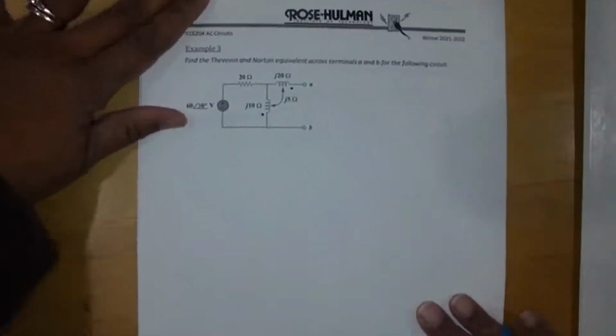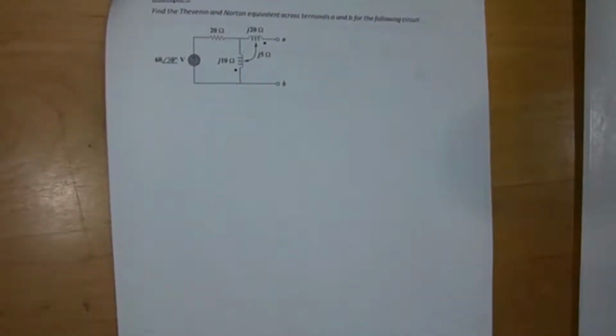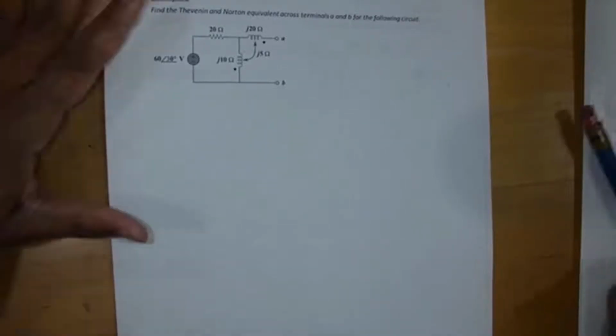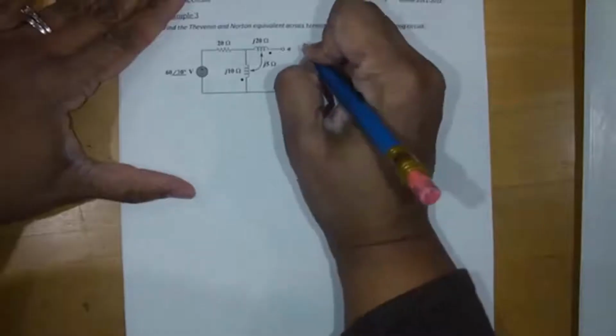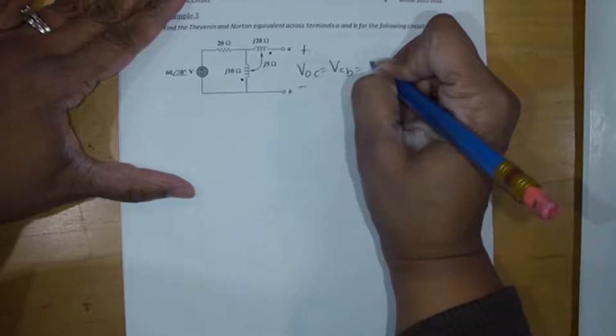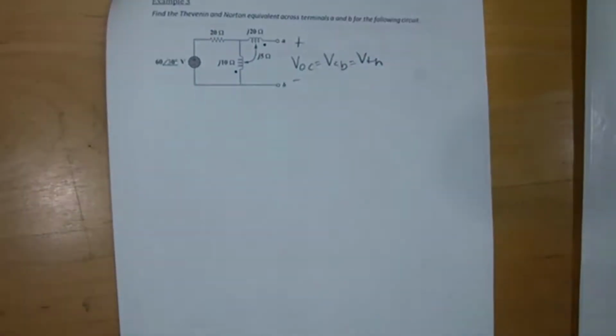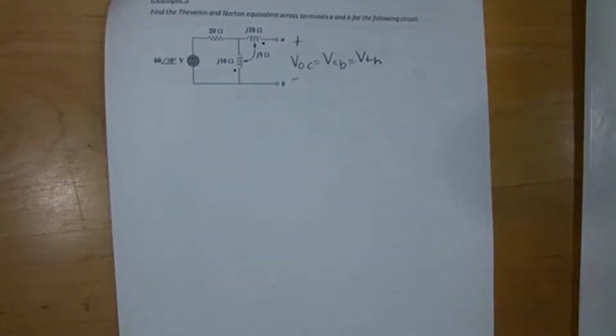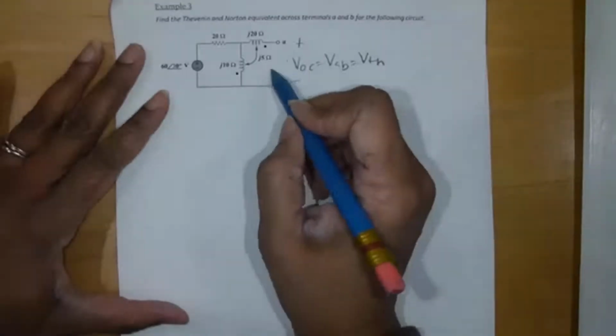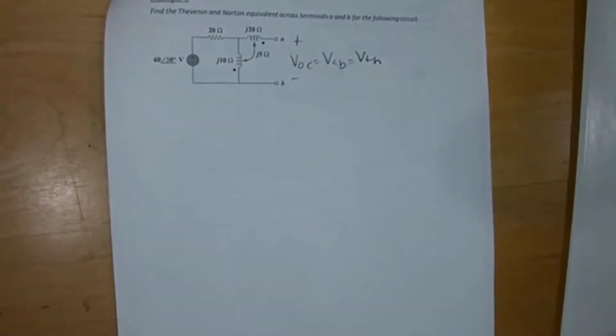So here's another example, and the good news, it's already in the frequency domain. So we just have to solve it for the Thevenin and Norton equivalent across terminals A and B. Remember, the Thevenin equivalent is just the open circuit voltage between terminals A and B. Okay, but you know there's no current over here because it's an open circuit.